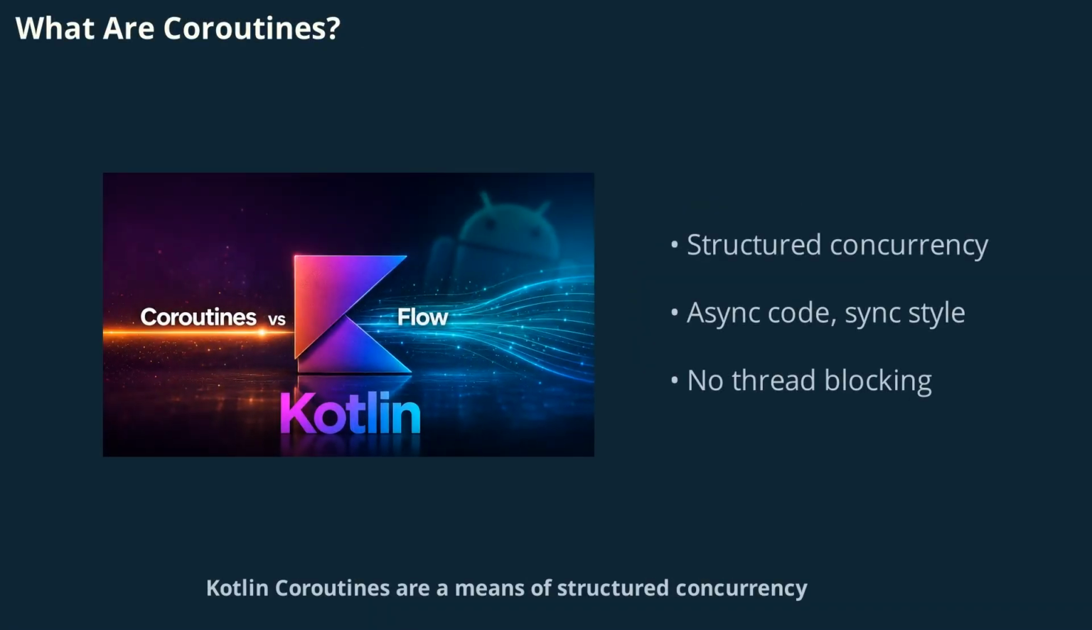Kotlin coroutines are a means of structured concurrency. They allow you to write asynchronous code that reads like synchronous code, making your logic easier to follow and maintain. With coroutines, you can perform tasks like network requests or database operations without blocking threads. This leads to more efficient and responsive applications.